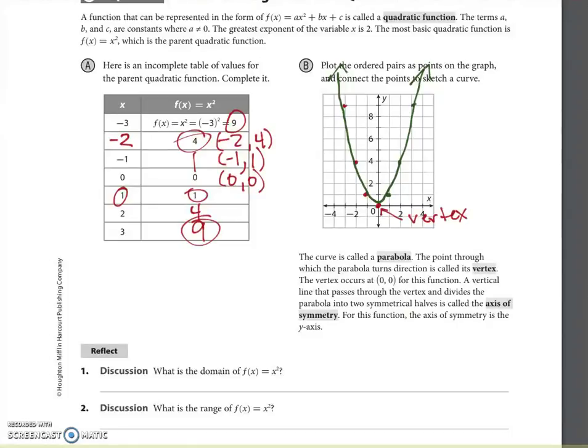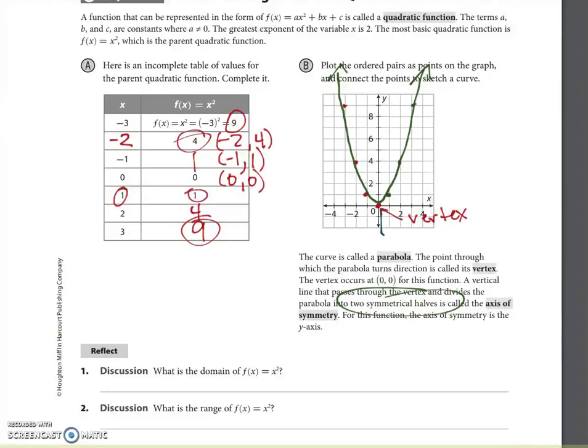It passes the vertical line test, so it is a function. But that's not what that part was talking about, so scratch that last part. It says a vertical line that passes through the vertex and divides the parabola into two symmetrical halves is called the axis of symmetry. Very important there. I read that wrong at the beginning.